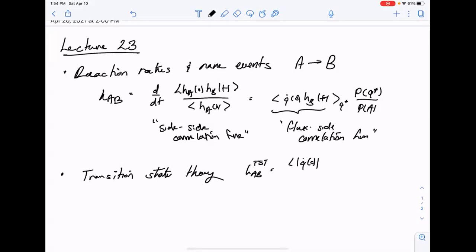Which means that the flux has to go in the direction that would enable a reaction to occur. So it needs to be pointed in the positive direction of some reaction coordinate Q. And the rate then is just given by the flux over that barrier times the ratio of probabilities to start in basin A and get up to that transition state.